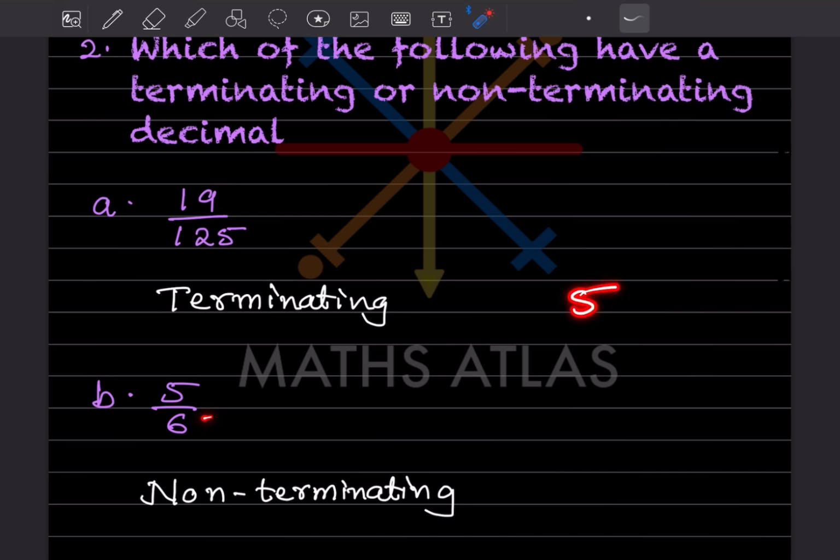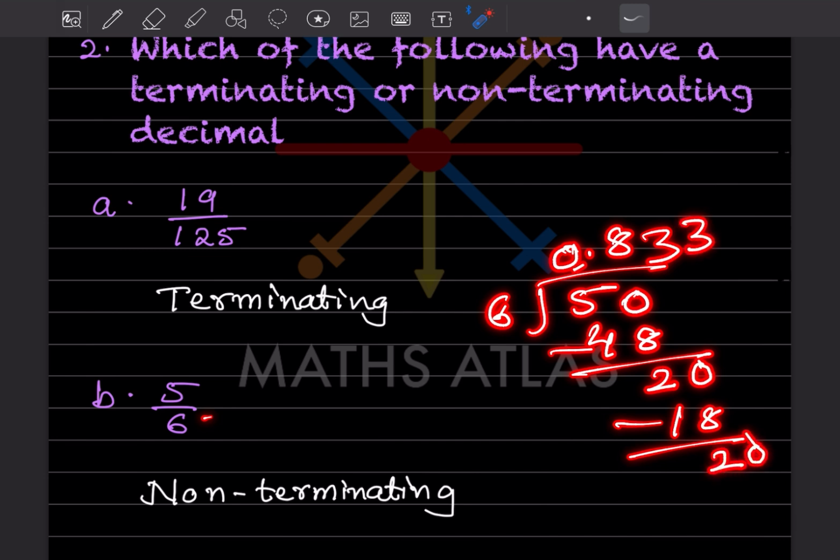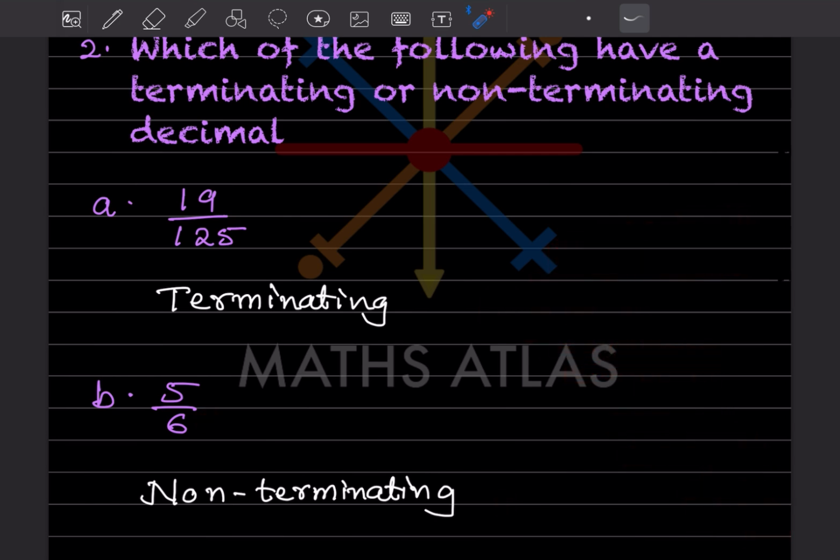Here 5 by 6. So 5 divided by 6. Now here we are going to put 0, so it will be 0 point. So 6 8s are 48. So now what you can see here, this is 2. This will be 0. So 6 3s are 18. Again here 2 and here 0. So 6 3s are 18. Again that is going to repeat 3. So you can see here 3 repeats. So this is non-terminating. Terminating means it stops at one point, and non-terminating means the number keeps on repeating.